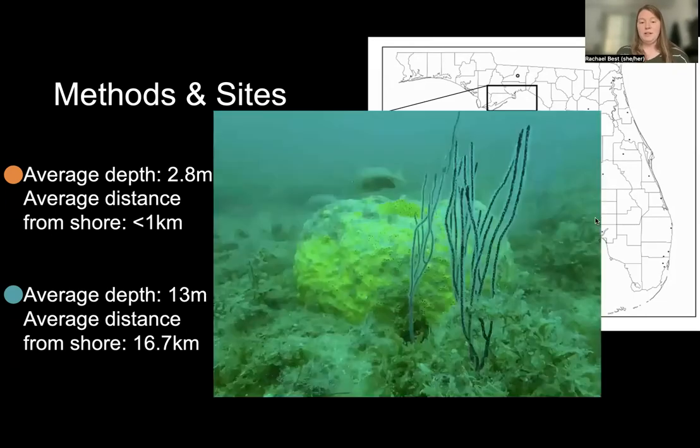And so just to give you an idea of what these reefs look like, when you hear the word reef, you may be thinking coral reef, but these reefs are limestone reefs, which are predominantly comprised of octocorals, sponges, and macroalgae.